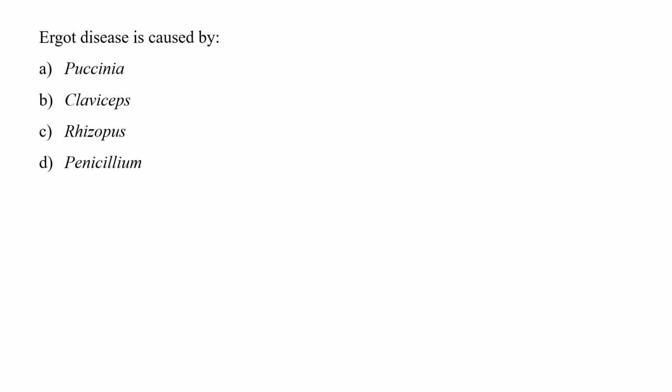Now the question is, ergot disease is caused by A. Puccinia, B. Claviceps, C. Rhizopus, and D. Penicillium. So this disease is very harmful. It is caused by fungus Claviceps purpurea. What it does is, it replaces the grains with fungal sclerotia, which is very poisonous to humans and animals that eat that infected plant and causes the disease ergotism in them. So correct option is option number B, Claviceps.